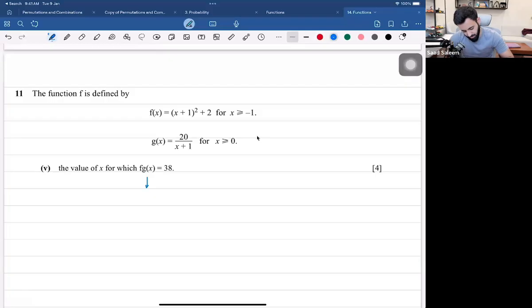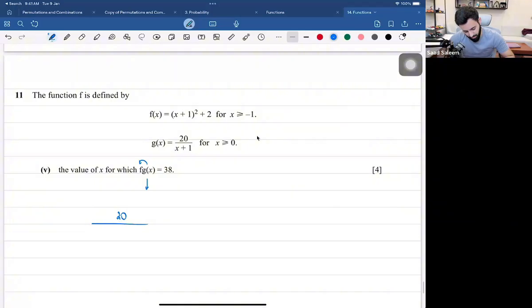F of g of x means that you plug in function g in function f. So that would be 20 upon x plus 1, the whole thing square, plus 2. So all of this is basically in place of x. Okay, function g in... No, wait. Ulta karte hain. I've plugged in function f in function g. Sorry, my bad. So we're supposed to plug in function g in function f. Yeah, so we're going to plug in this in place of x.